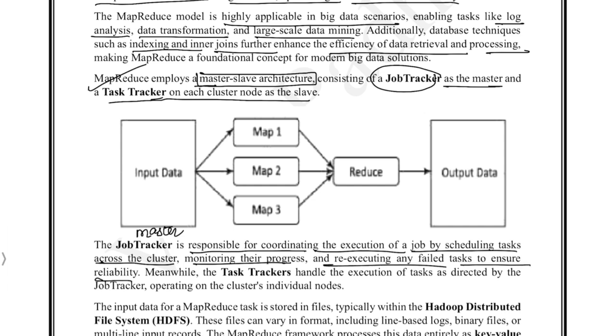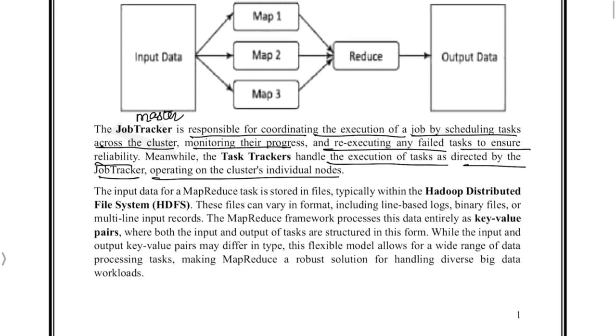Meanwhile, the task trackers handle the execution directed by the job tracker, operating on the cluster's individual nodes. That means the job tracker, the master node, is responsible for coordinating the execution of a job by scheduling the tasks, whereas the task trackers handle the execution of the tasks directed by the job tracker on the cluster's individual nodes.